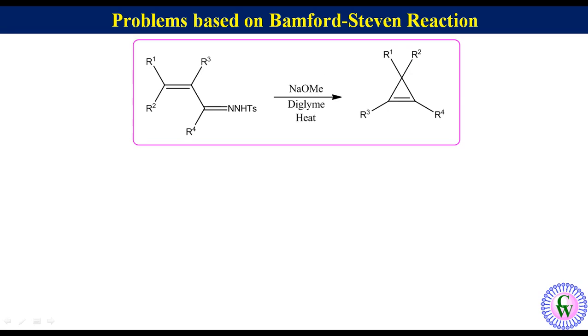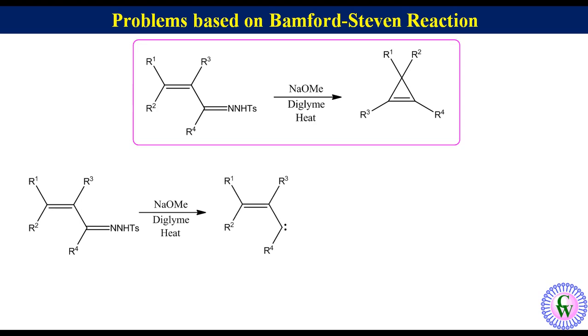Explain the facts for the formation of cyclopropene derivative from given alpha beta unsaturated tosylhydrazone in the presence of sodium methoxide in diglyme under heating condition. In this reaction, tosylhydrazone is reacting with base under aprotic condition, since diglyme is an aprotic solvent. Under aprotic condition, it will generate carbene intermediate. This carbene intermediate will undergo CC insertion reaction like this to produce cyclopropene derivative.